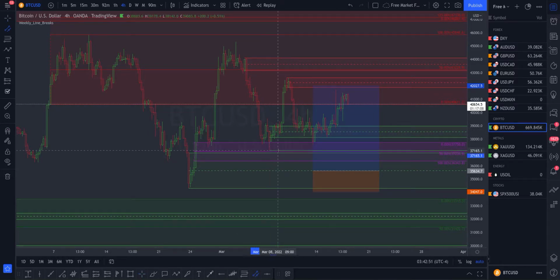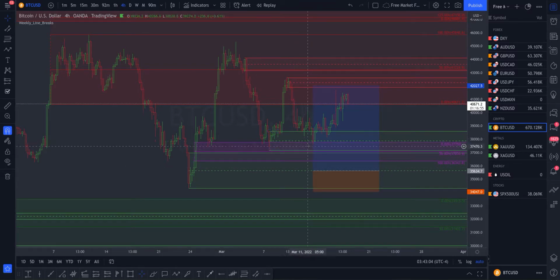this 4-hour previously mitigated zone right here. Let's take this one out. Okay, it played off of this one again to the T at our equilibrium here, and it has pushed up into institutional distribution.